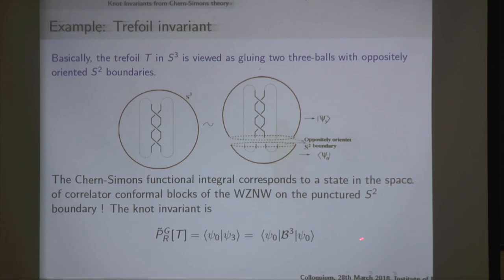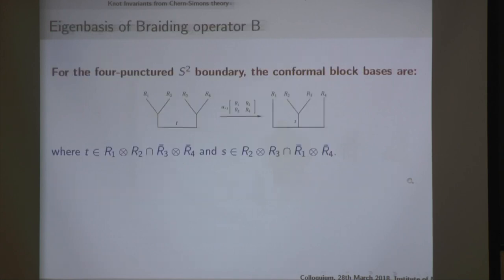Okay. So far I have written the formal way of writing the invariant, but I have not worked out the polynomial. But to work out this polynomial, usually what do we do? If you want to write it out, you have to go to a basis where this braiding operator is diagonal. So that is what we do.